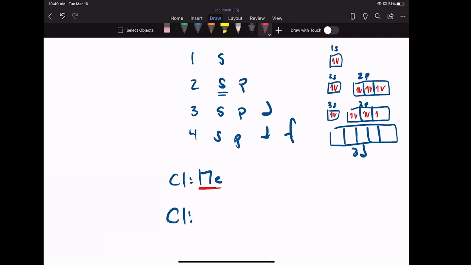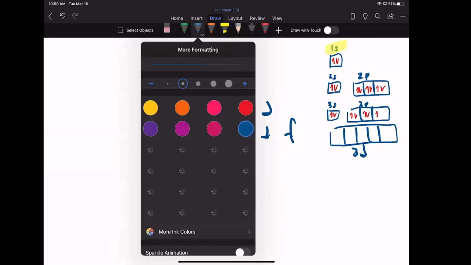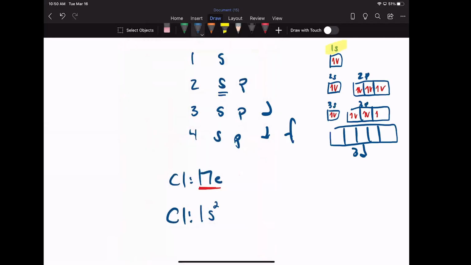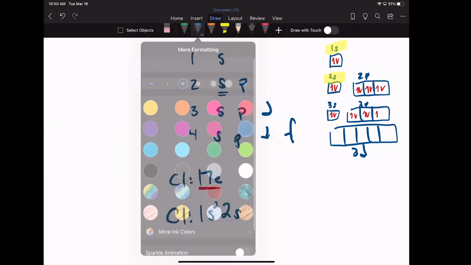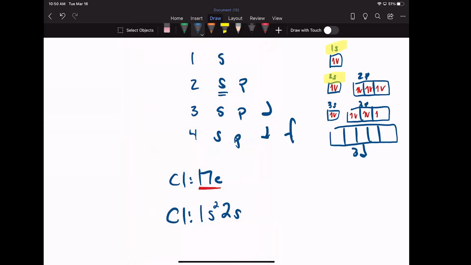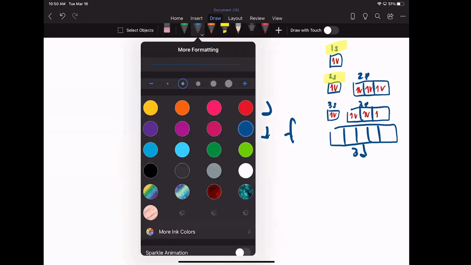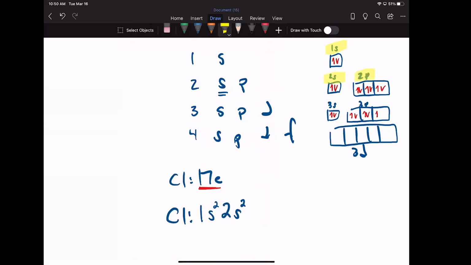And electron configuration is shorthand for this. So what am I going to draw first? Here's 1s. How many electrons are in that subshell? 2. Superscript 2. I'm going to go to the next one, 2s. And how many electrons are in this subshell? Well, there's another 2.